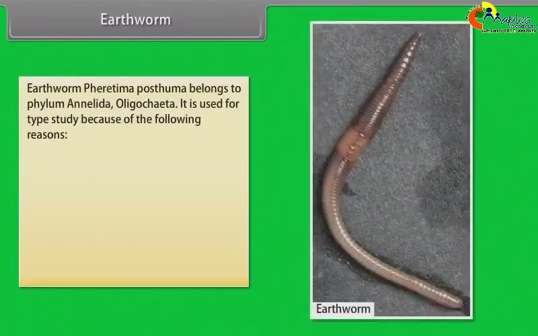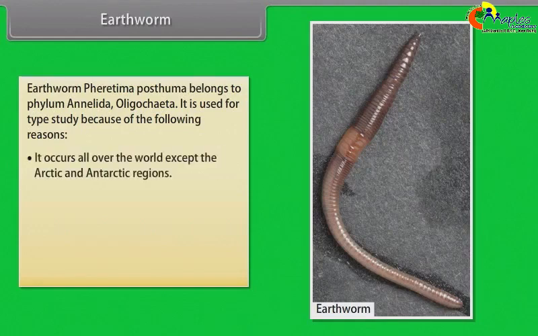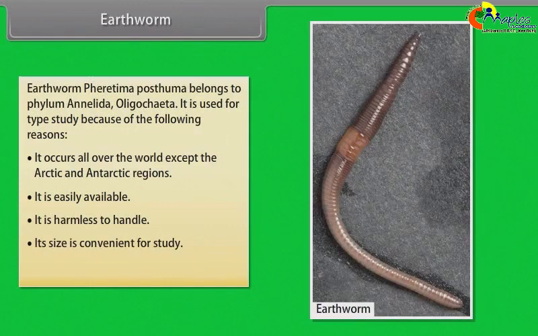Earthworm. Earthworm Pheretima posthuma belongs to phylum Annelida, class Oligochaeta. It is used for type study because of the following reasons. It occurs all over the world except the Arctic and Antarctic regions. It is easily available. It is harmless to handle. Its size is convenient for study. Its morphology is well studied.